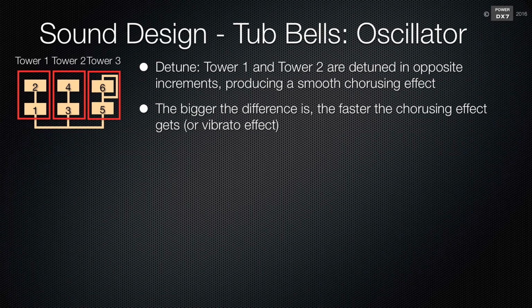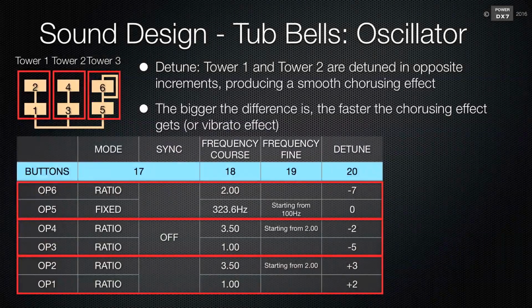Now let's look at the detune. Tower 1 with operators 1 and 2 have both positive numbers. Tower 2 with operators 3 and 4 have negative numbers. So when you have those two towers together, they produce a smooth chorusing effect. This is because towers 1 and 2 are detuned in opposite increments. Generally, the bigger the difference is, the faster the chorusing effect gets.